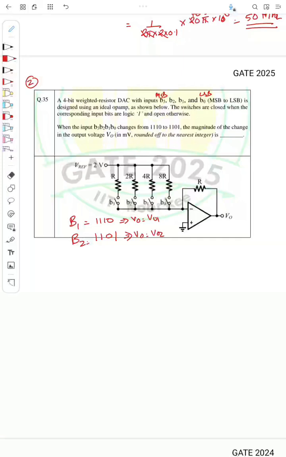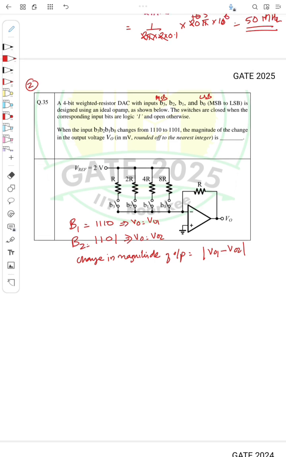Okay, the question is what is the change that happened in this magnitude? That is, the change in magnitude of output, so I need to find the magnitude of V01 minus V02. First, we will apply the input B1 equal to 1110. So when it is B1, this switch is connected like this.